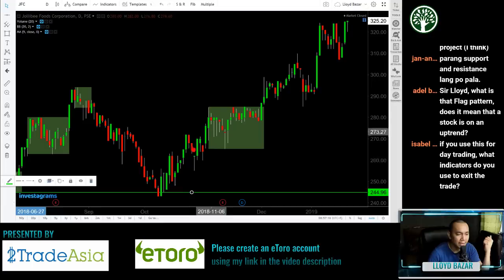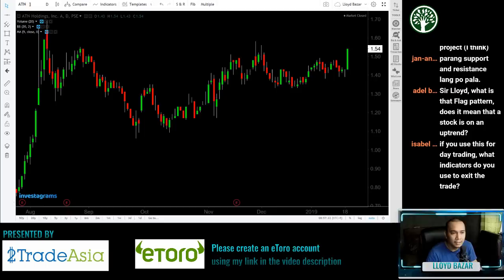If you use this for day trading, what indicators do you use to exit the trade? Actually, if you see another consolidation, you get out right away. This is best for scalping. Sino bang pinakamataas na galaw last Friday? Oh, yesterday. So ATN. This is ATN.